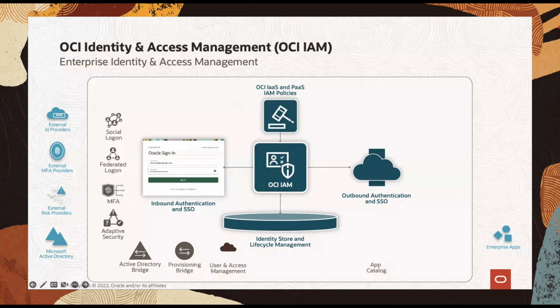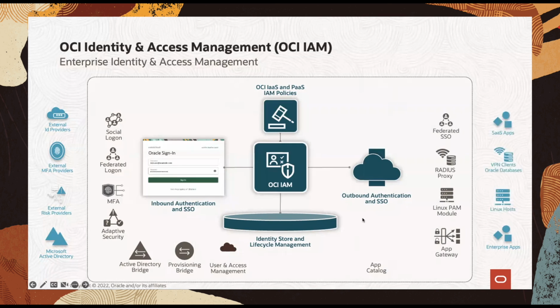And for the outbound authentication and SSO, after we know who the user is and what permissions they have, this is how we enable single sign-on to the target application. The target application could be your SaaS application, or your enterprise app, maybe an on-premise application, or your Linux host servers, or an Oracle database or your VPN clients.